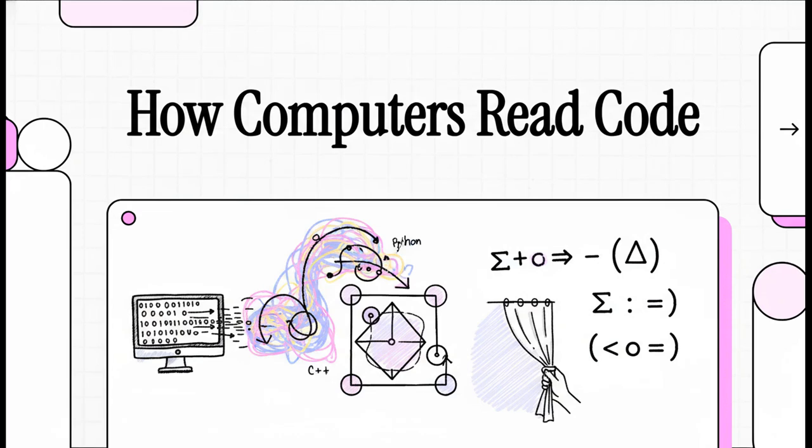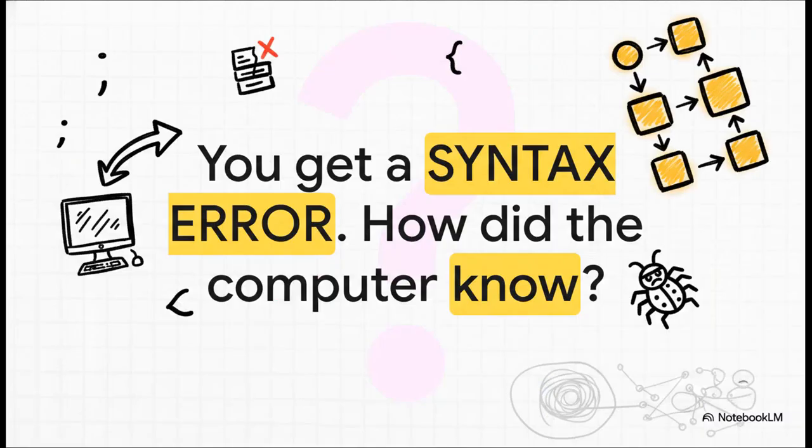Have you ever stopped and just wondered how a computer, a machine that only gets ones and zeros, can possibly understand something as complex as Python or C++? I mean, it really does feel like magic. But today, we're going to pull back that curtain and look at the beautiful, elegant math that makes it all happen. Okay, let's start with a feeling every single programmer knows, that dreaded syntax error.